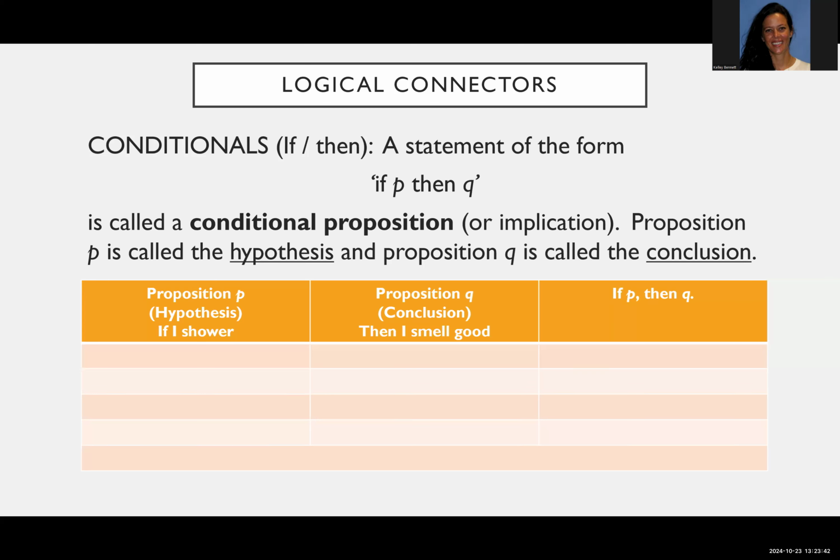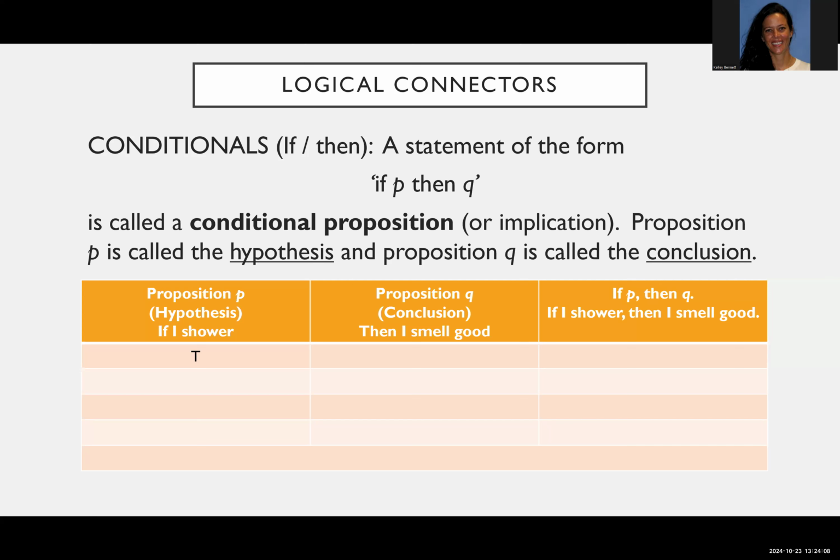So we're going to let proposition P, our hypothesis, be I shower. And then proposition Q, the conclusion, is going to be I smell good. So, if you're looking at if P, then Q, that would be if I shower, then I smell good, which I think we can all agree is usually the case. So let's look at a truth table here.